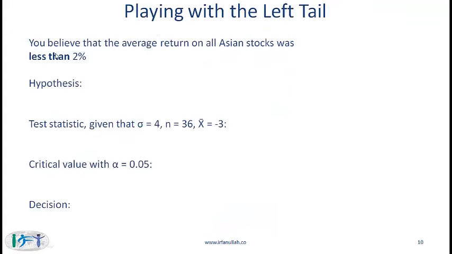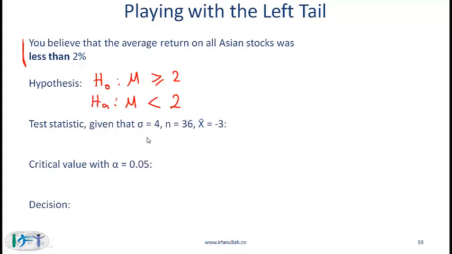So take another situation now where you believe that the average return on all Asian stocks was less than 2%. The hypothesis then becomes the following. Null hypothesis is what you want to reject, and the null hypothesis must have the equal to sign. So you will have mu greater than or equal to 2. The hypothesized value is still 2. And the alternate hypothesis is that mu is less than 2.